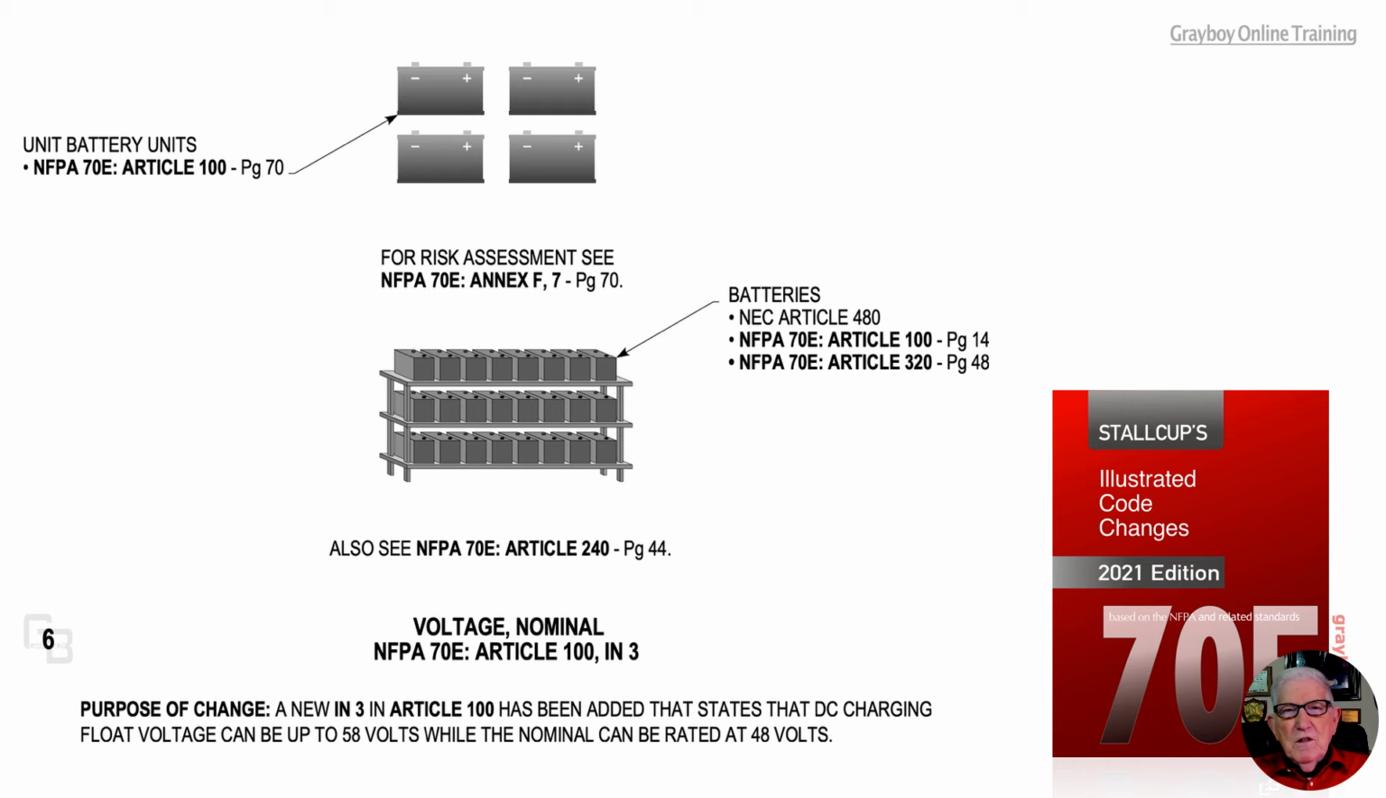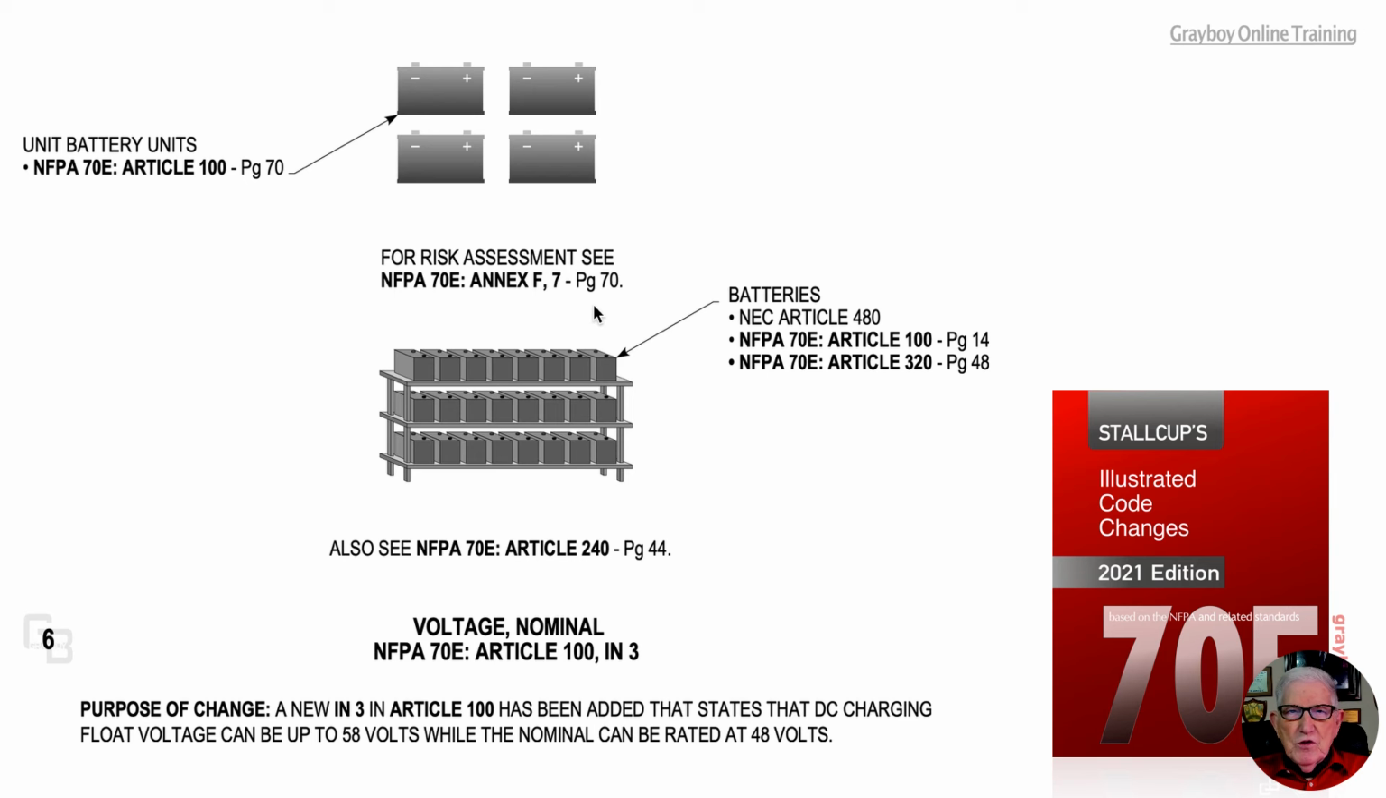Now, notice when we deal with these batteries, if you wanted to run a risk assessment and look at the callout information between the two battery sources, we're directed to see the Annex F7, page 70. So on page 70, we would obtain information about running a risk assessment.